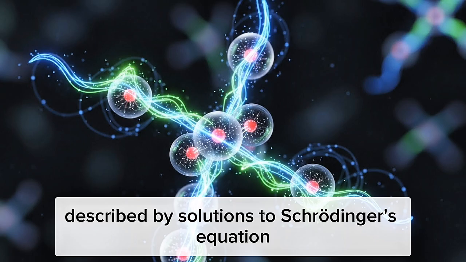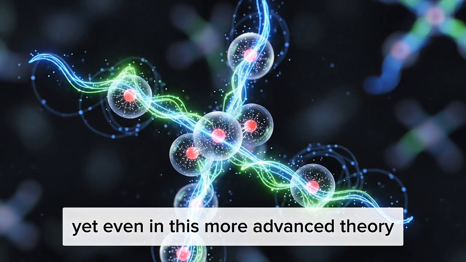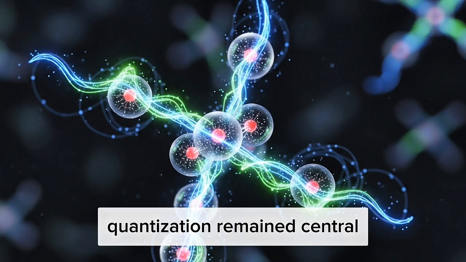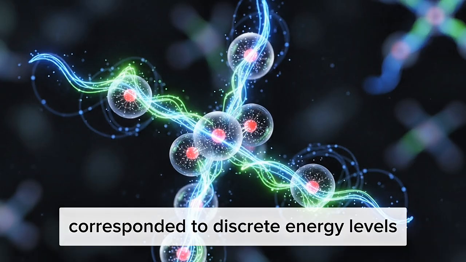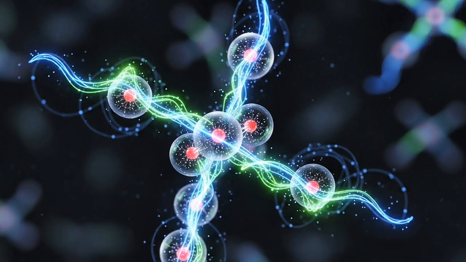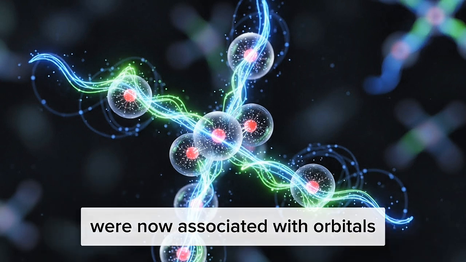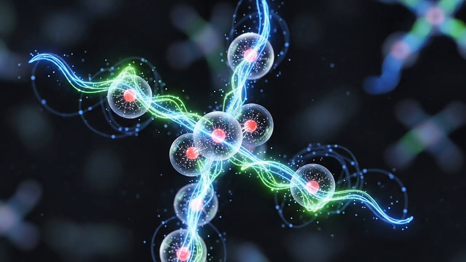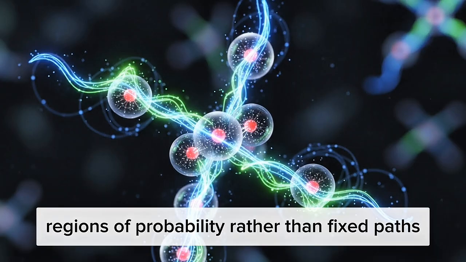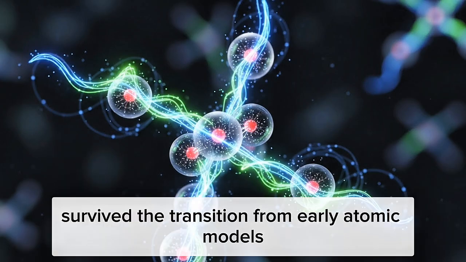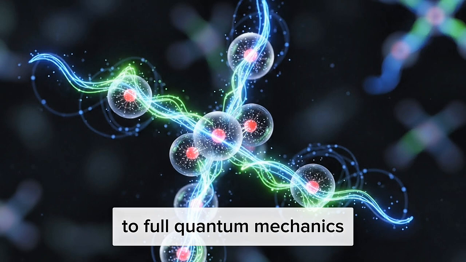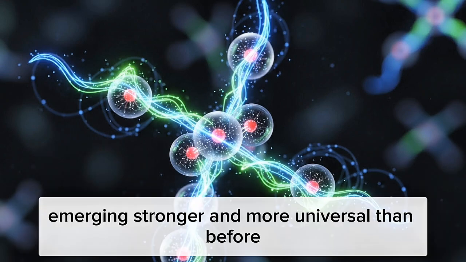solutions to Schrödinger's equation. Yet even in this more advanced theory, quantization remained central. The allowed solutions of the wave equation corresponded to discrete energy levels, just as Bohr had proposed. The difference was that these levels were now associated with orbitals, regions of probability rather than fixed paths. Electron quantization survived the transition from early atomic models to full quantum mechanics, emerging stronger and more universal than before.